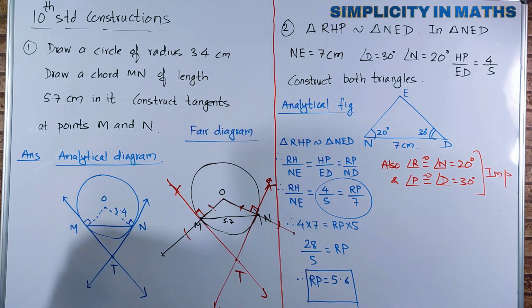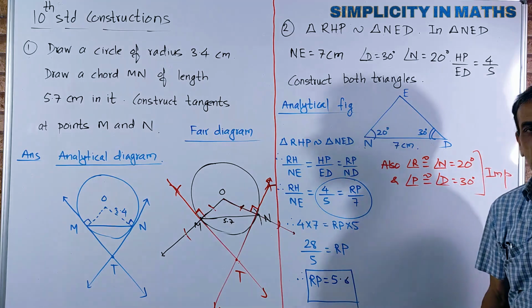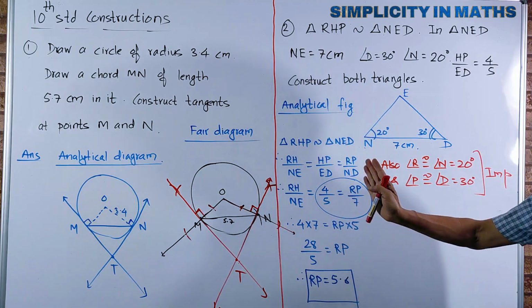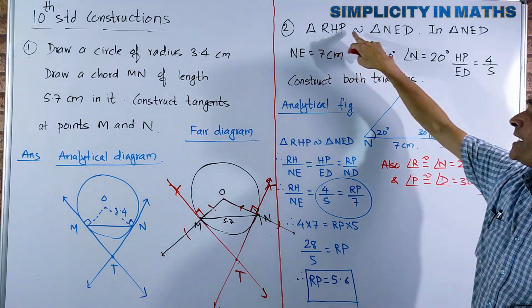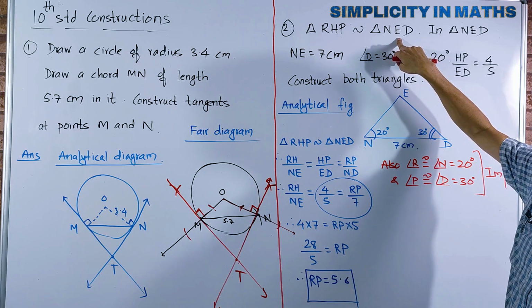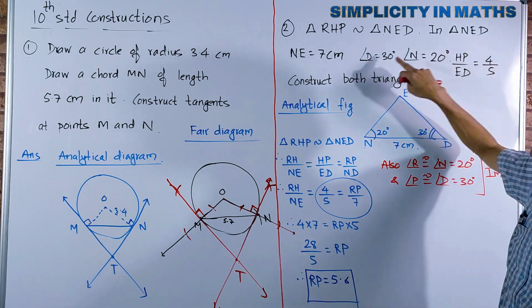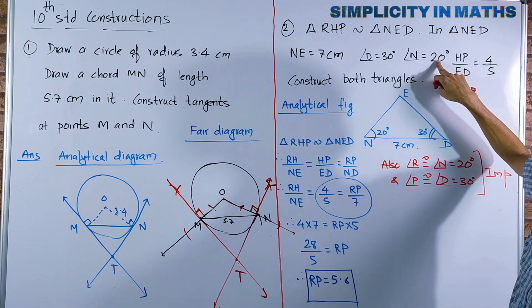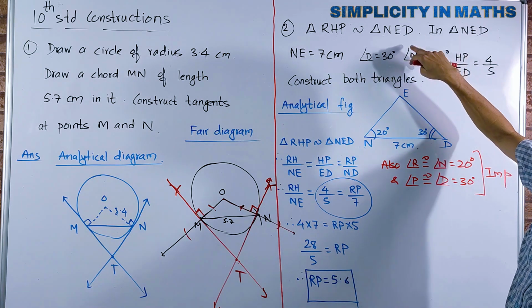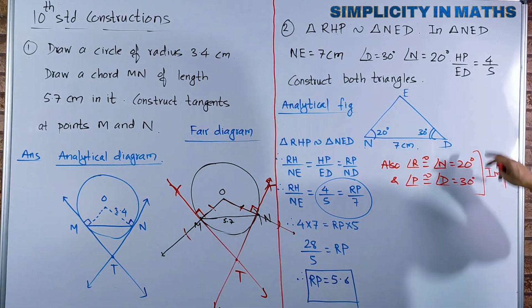Let us take the second one. Second one was also asked for 4 marks. Okay. Now shift your focus over here. वो खत्म हो गया. बाद में अभी वापस practice करो. Triangle RHP similar to triangle NED. Two triangles similar to each other are given. In triangle NED, NE equal to 7 centimeters, angle D equal to 30, angle N equal to 20, and HP upon ED. One ratio is given over there. HP upon ED is equal to 4 upon 5. Okay, that is given.